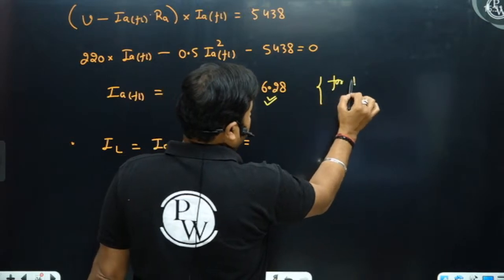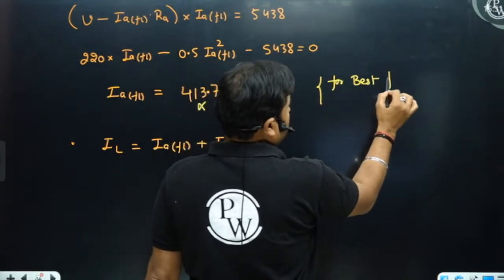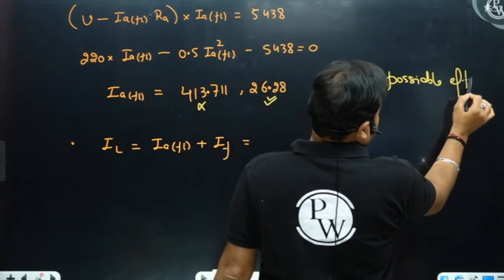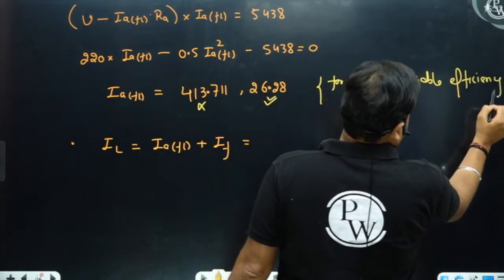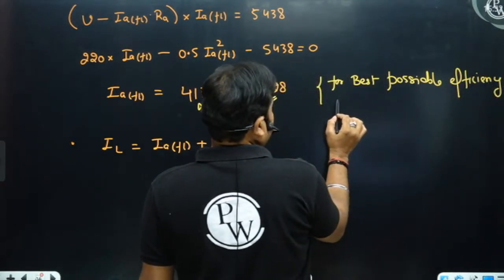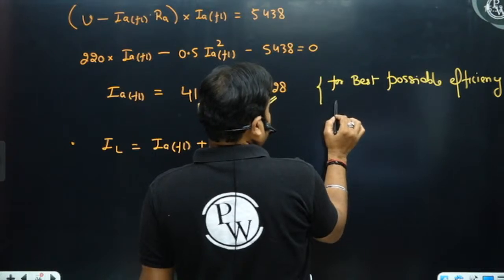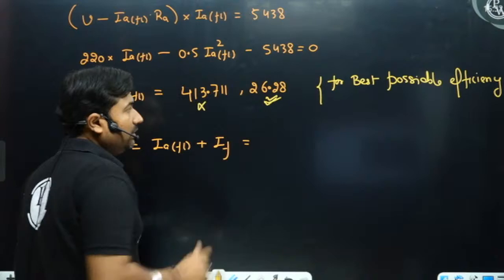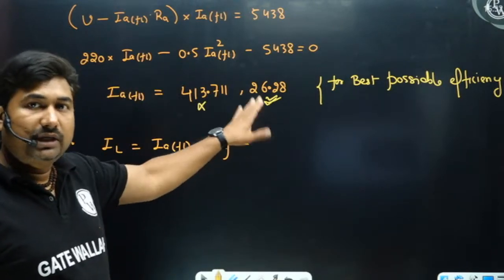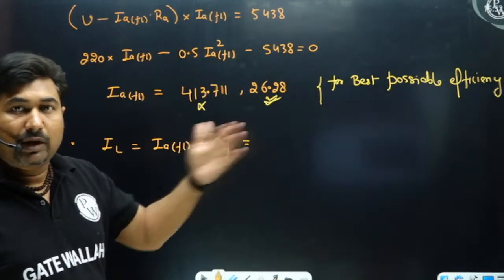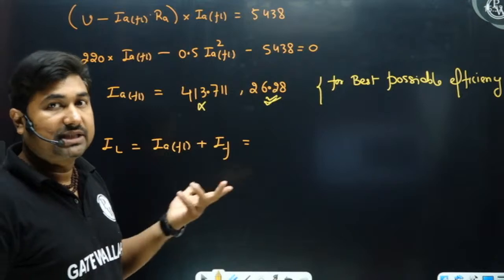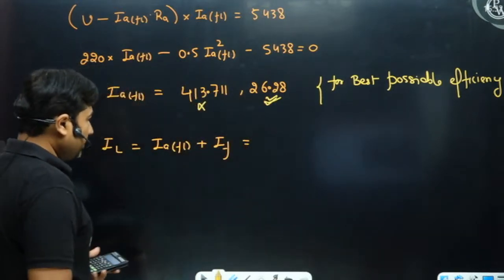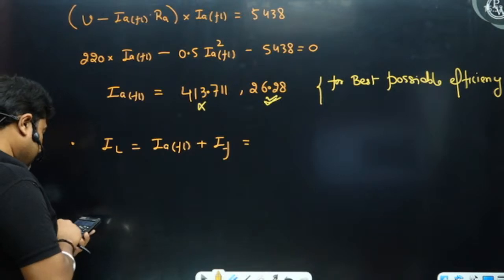for the best possible efficiency. We need to choose the lower value, because if we choose the lower value, then only your input power and output power difference will be lower and your efficiency will be higher. So you have to discard the higher value and select the lower value for the best possible efficiency.